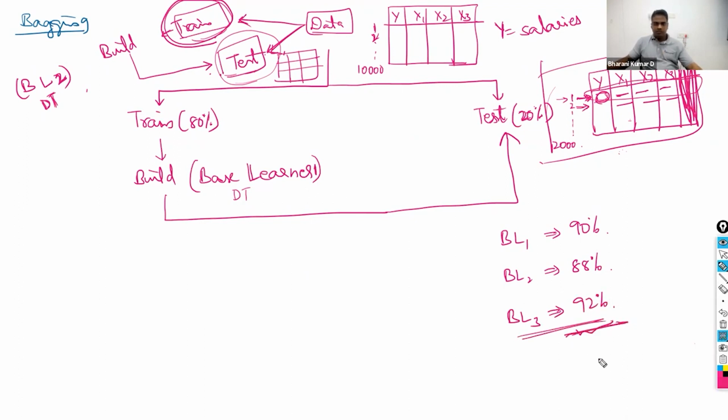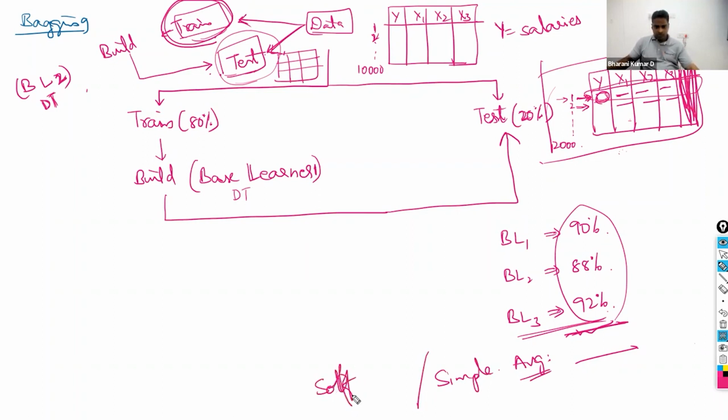How do I combine the results? By taking an average. Simple. If I take an average, it will be called simple averaging or what voting? Yes.